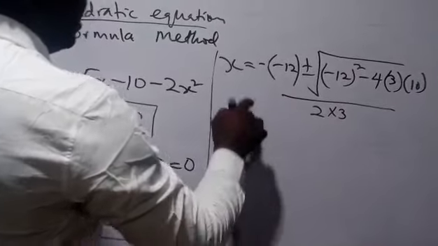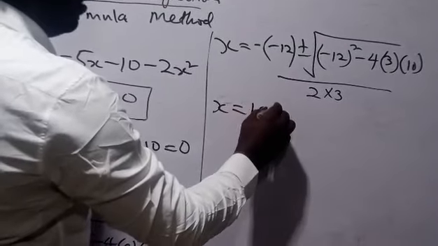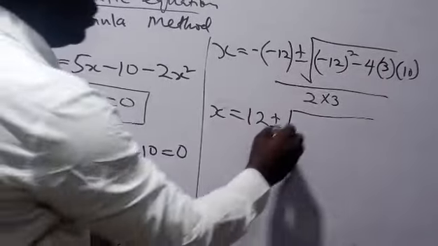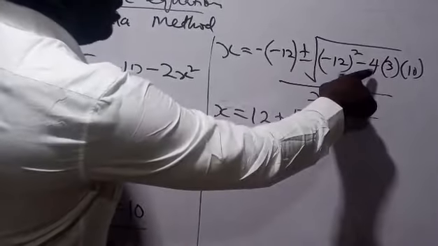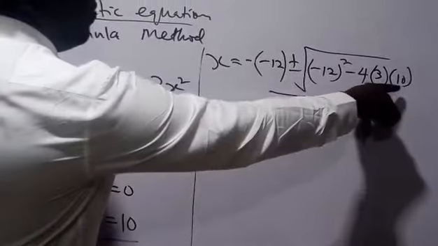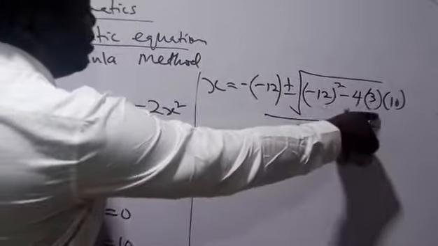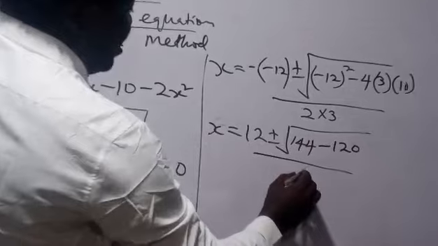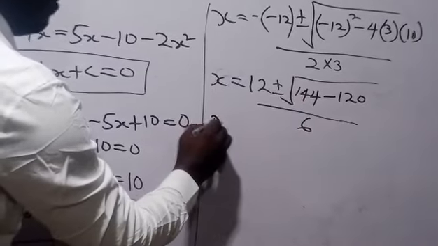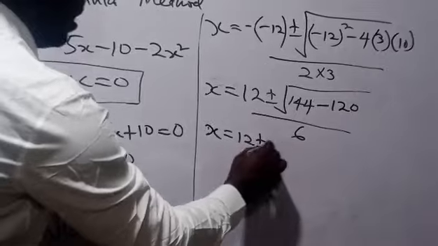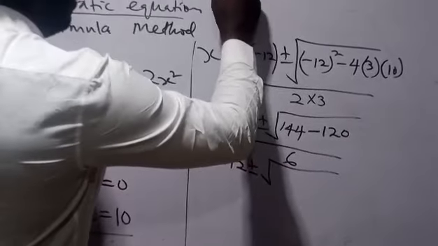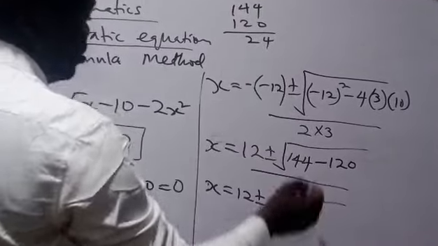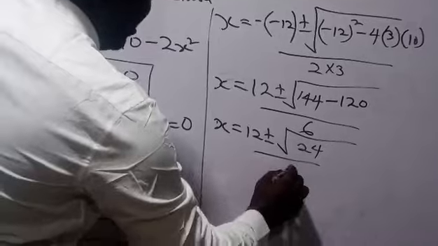So x is now the same thing as minus times minus 12 will give you plus 12, plus or minus root of minus 12 squared, that is minus 12 times minus 12, which is 144. 4 times 3 is 12. 12 times 10 will be 120. So minus 4 times 3 is minus 12, that will now give us minus 120, all over 6. Are you there? So we now have x equals 12 plus or minus root of 144 minus 120. This is 4, this is 2, that is 24. Okay? All over 6.